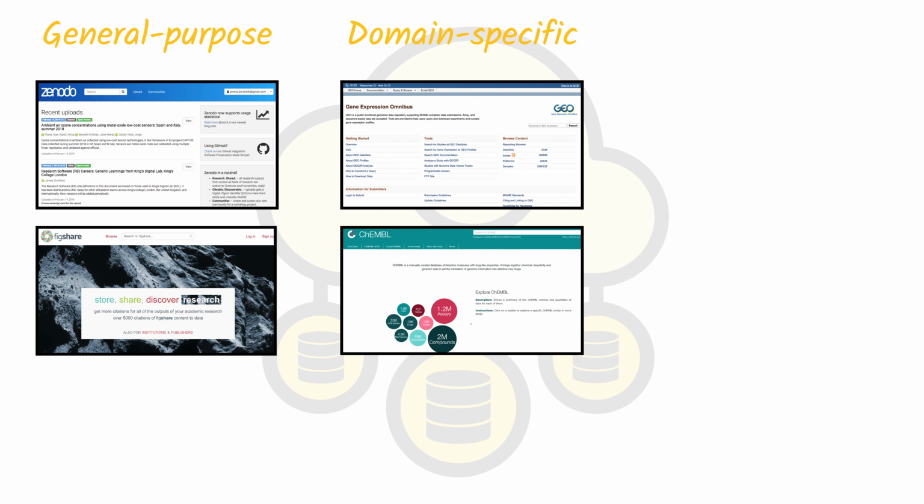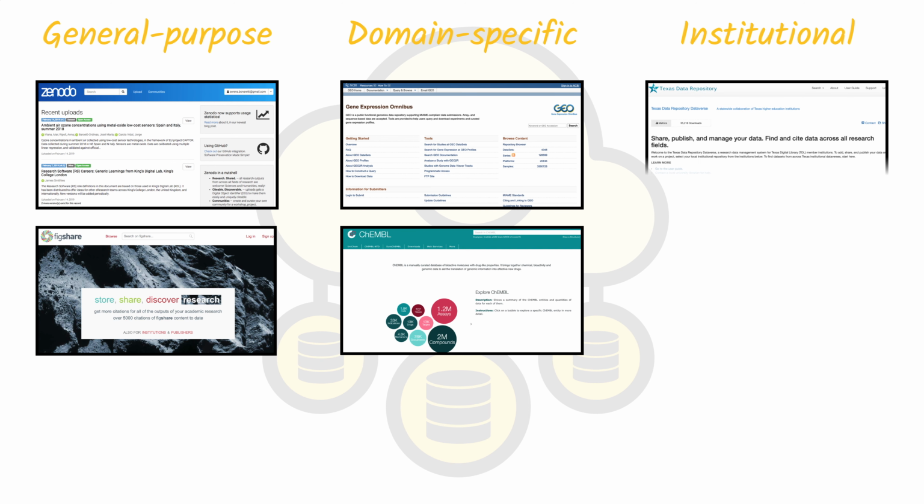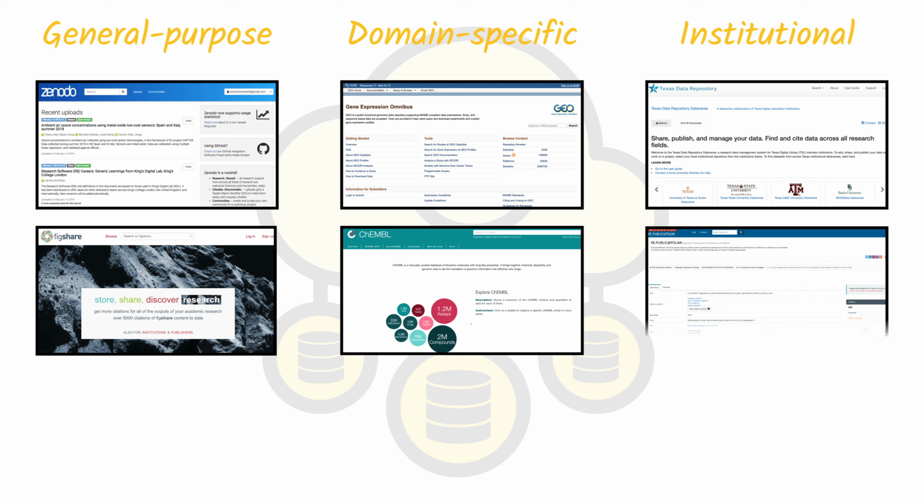These repositories are usually operated by a professional organization or a group of researchers, for example, Gene Expression Omnibus by the US National Institutes of Health or Biostudies by the European Bioinformatics Institute. And finally, institutional repositories, which allow only scientists working at that institution to upload their material. There are institutional repositories at many universities, like for example for research scientists at Texas universities or Politecnico di Milano.